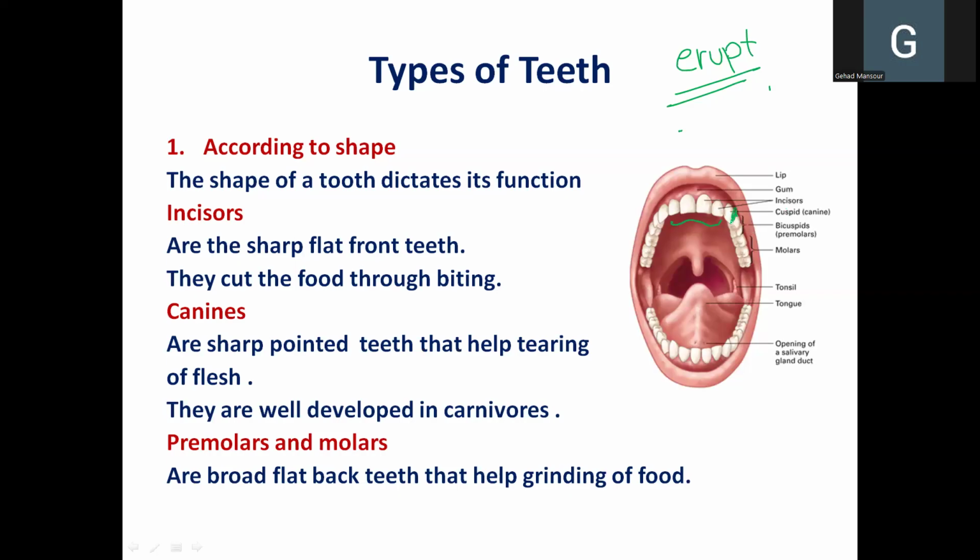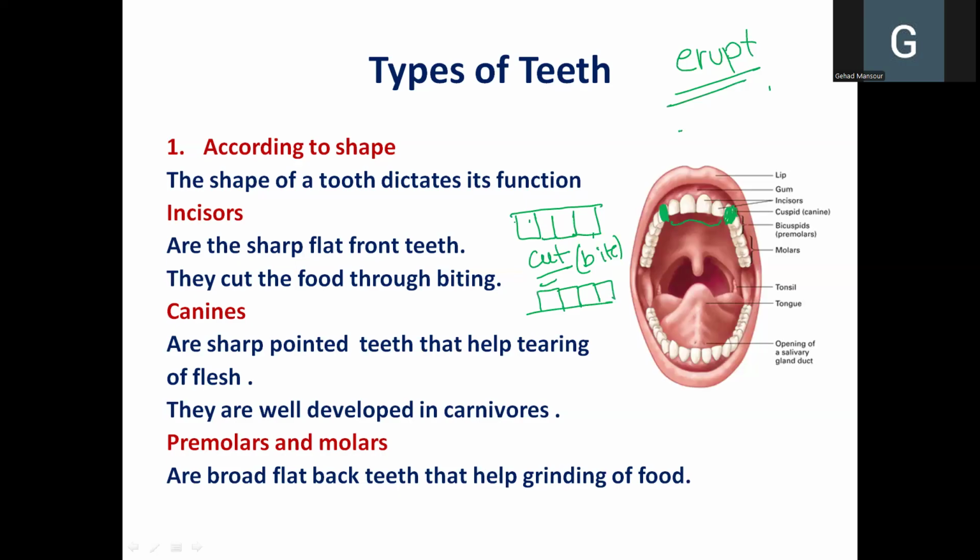And then on each side of the incisors, we have canines. The incisors are sharp, flat teeth like this, and they are four in number, four in the upper jaw and four in the lower jaw, and they are used to cut food because they are sharp, or to bite.